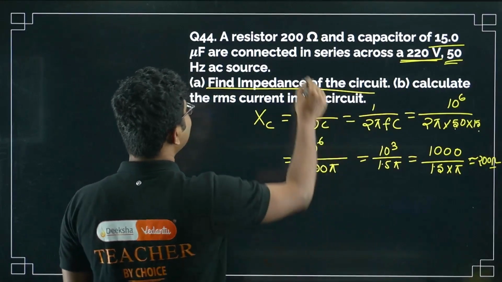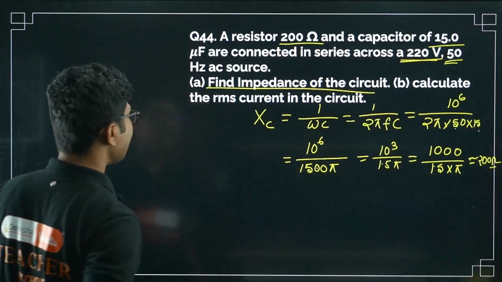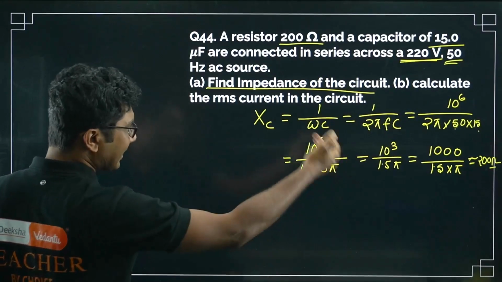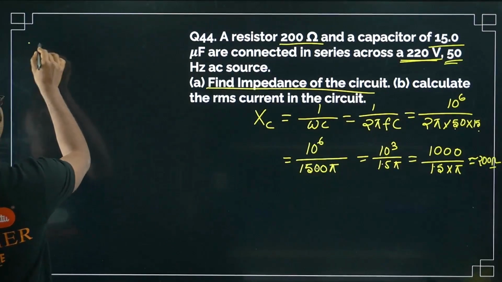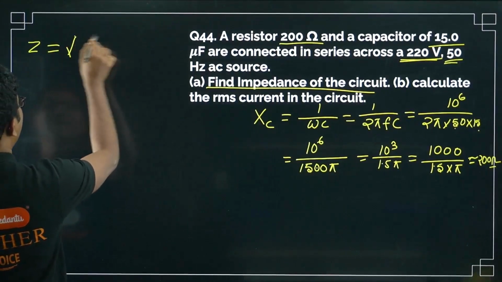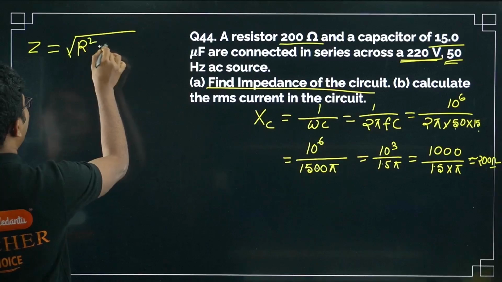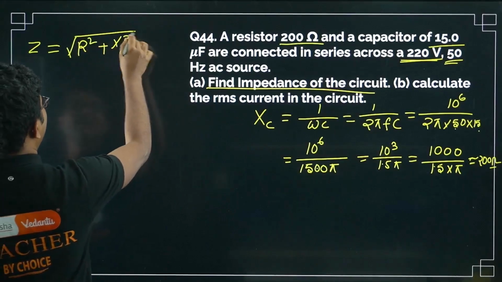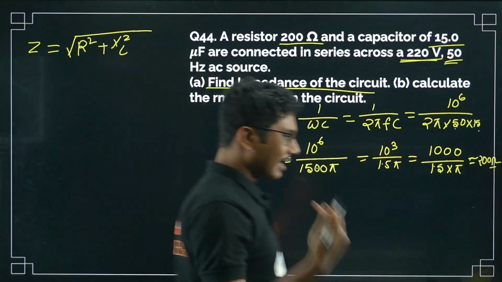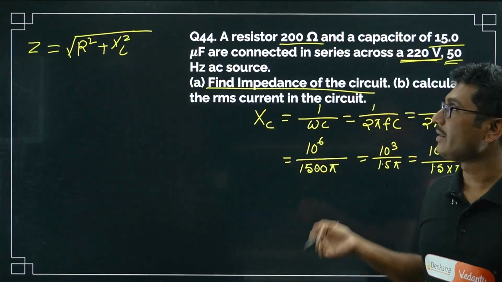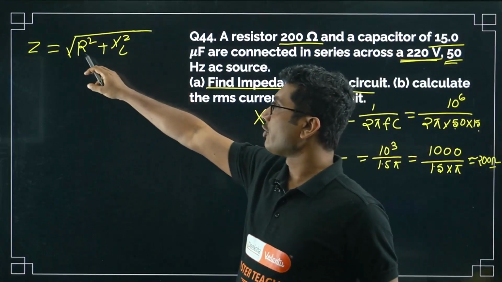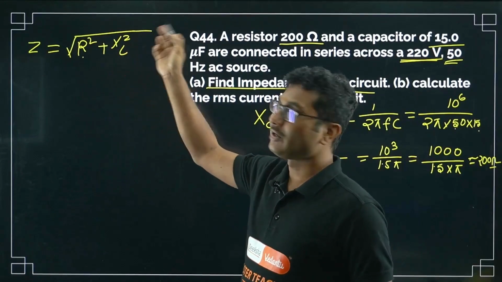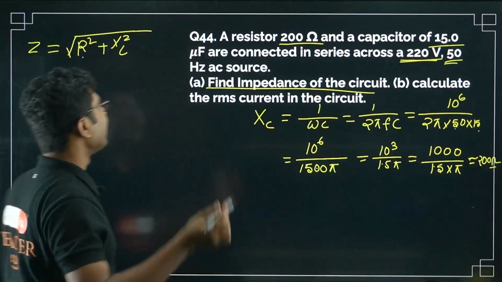Now the resistor is also 200 ohm. If it is 300 ohm, then it will be easier for us to solve. Anyway, Z is basically given by the square root of R square plus XC square. If only resistance and capacitance are there, or only resistance and inductance are there, R square will always be there, and either XC or XL based on whatever is there, right?